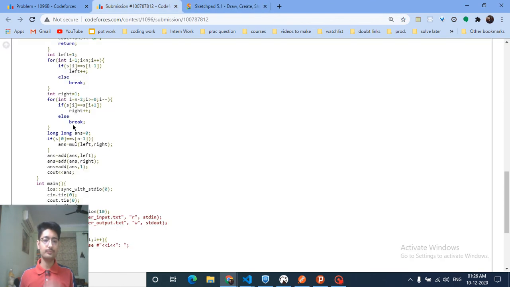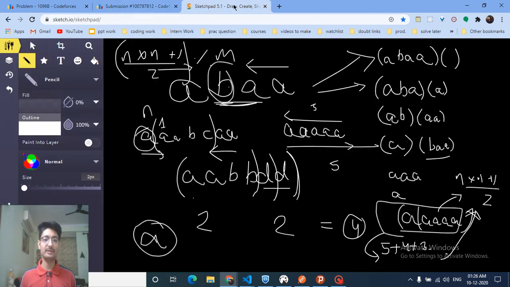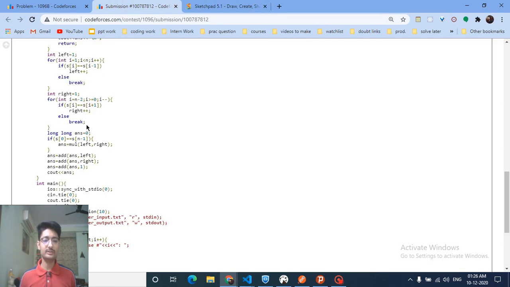Okay, now I'll find out my answer. If the first character and the last character are the same, we do the multiplication of left into right, which I've told you. Here left is the length of the stretch from the left side and right is the length from the right side. So we just multiply left into right. And the other part of the answer is we add left plus right, and we also add 1 to it. Now why am I adding 1 to it?